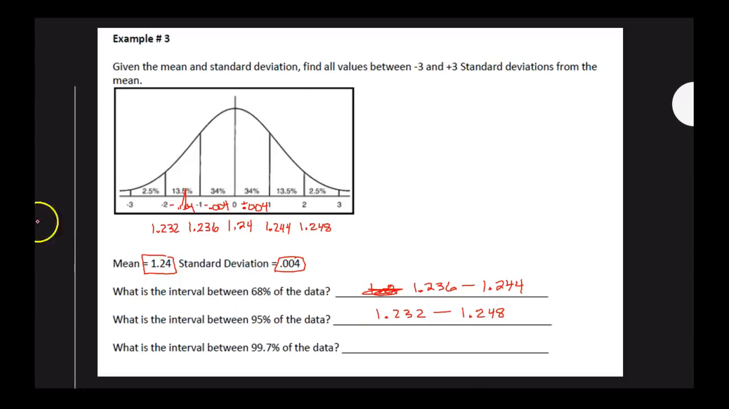And then when we do the third one, take away another 0.004. That's going to give us, and you're doing it in your own calculator, 1.228, all the way to get 99.7% of the data all the way up here, which would give us 1.248 plus 0.004. If you're not doing it in your head, do it in your calculator. You should get 1.252.